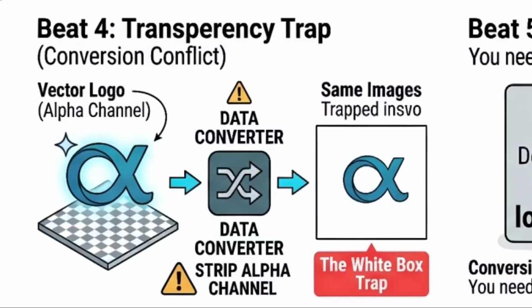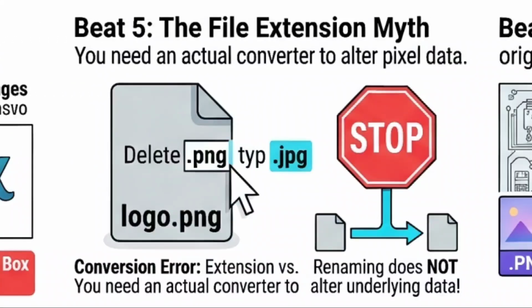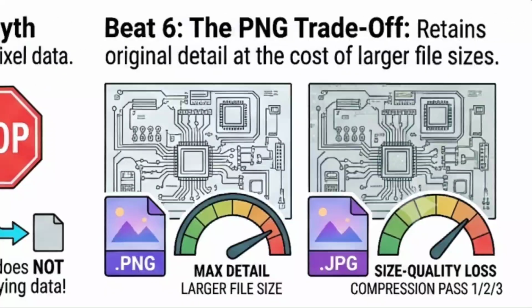If you strip that alpha channel away, for instance, by converting a PNG to a JPEG, all those transparent pixels default to solid white, creating that frustrating white box behind your logo. Note that simply renaming a file extension from PNG to JPG won't fix this. You need an actual converter to alter the underlying data. Furthermore, PNG applies minimal compression, meaning it retains maximum original detail at the cost of larger file sizes.